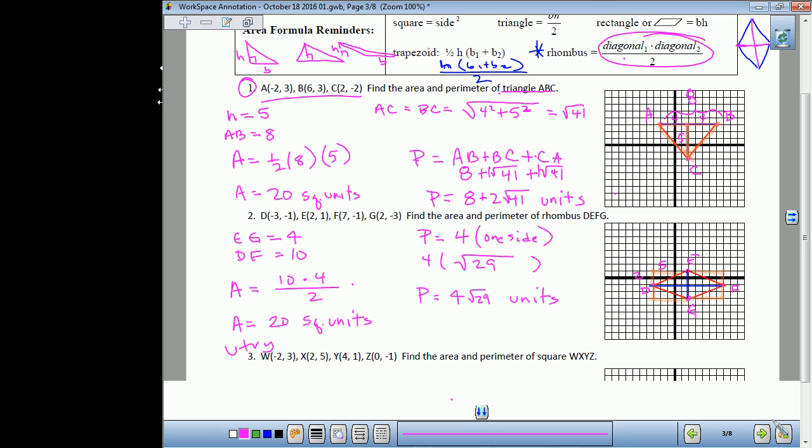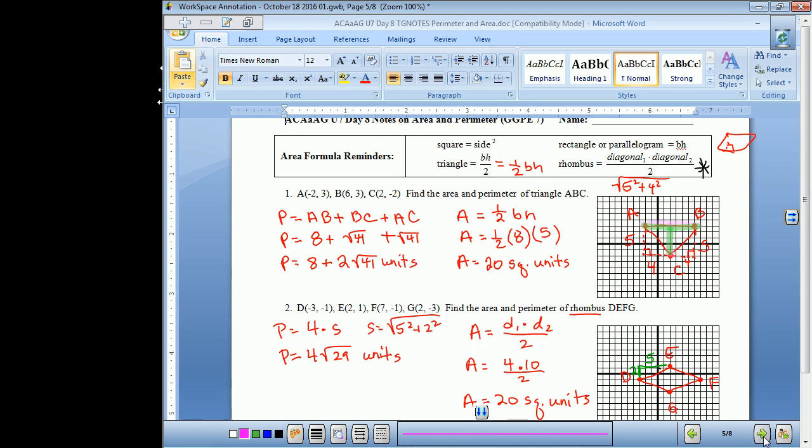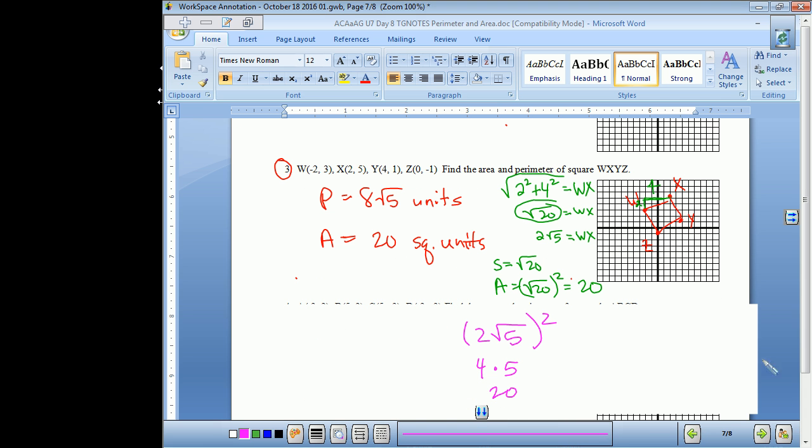Alright. Let's see how you did. Did you get 8 roots of 5 for the perimeter and 20 square units for the area? Alright, now, I don't know how I did this, but I think I made 1, 2, and 3 have 20 square units for the area. That is not always the answer, by the way. It just happened to be on this one.